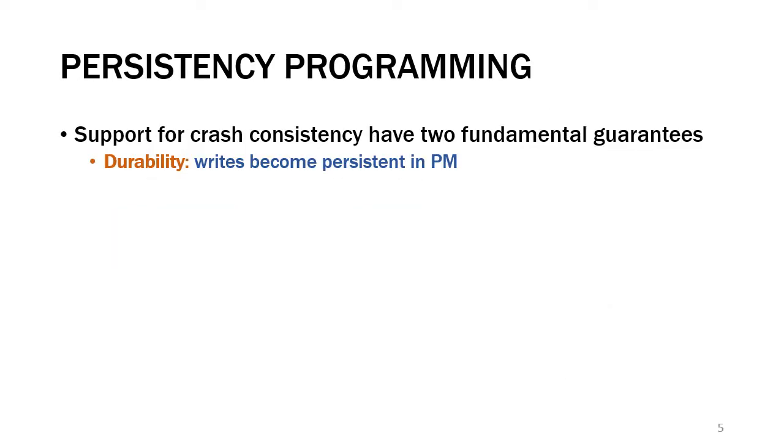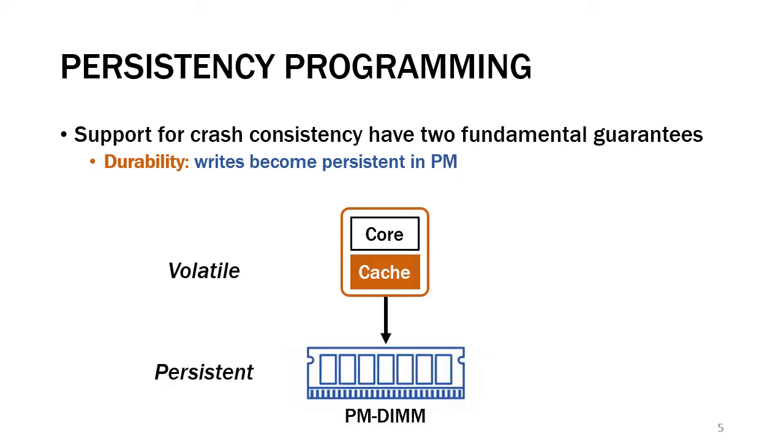We identified that supporting persistent programming has 2 key fundamental guarantees. The first is the durability guarantee, that is, writes become persistent in memory. So in this example, the processor cache is volatile, and the persistent memory is persistent. In order to have data be persistent, data needs to be explicitly flushed.